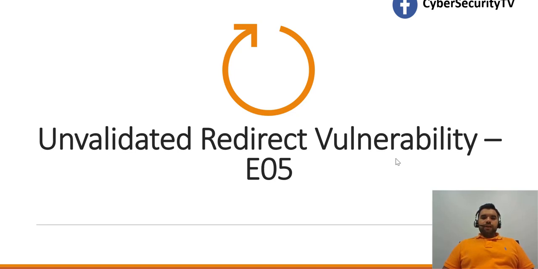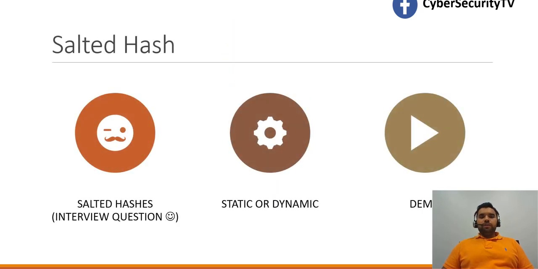This is episode 5 of the Unvalidated Redirect Vulnerability. Previously, we talked about how developers use hashing techniques to prevent this vulnerability. So today we're going to see what else developers could do to avoid the issues, from the developer perspective, how to implement this correctly, and from the pen testing perspective, what things we need to check. So first of all, what is the salted hash?